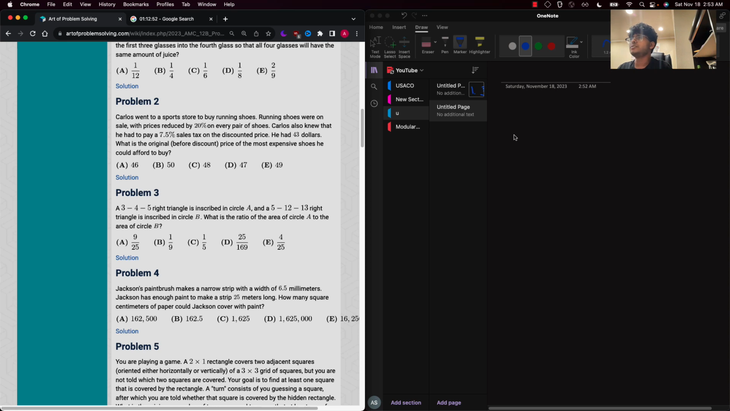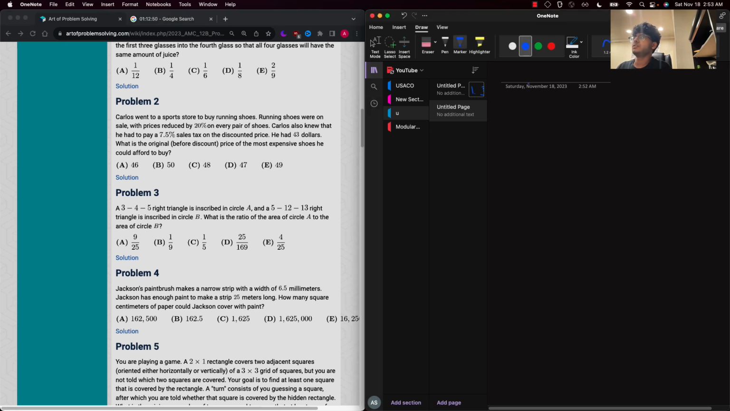So it has to be 0.8 times. This will be annoying. It's kind of annoying to write this number. But 0.8 times the sales tax increase, which is 7.5%, so it's 1.075 times x equals 43. And we want to solve for x. Okay. These two do not look like very nice numbers, but I guess I'll just calculate it like this.